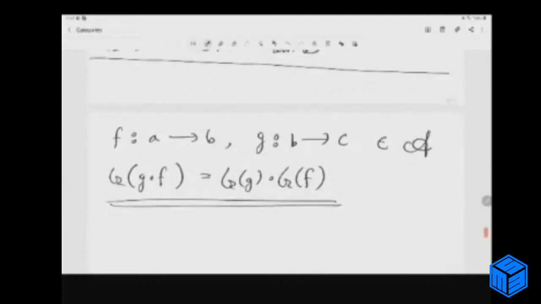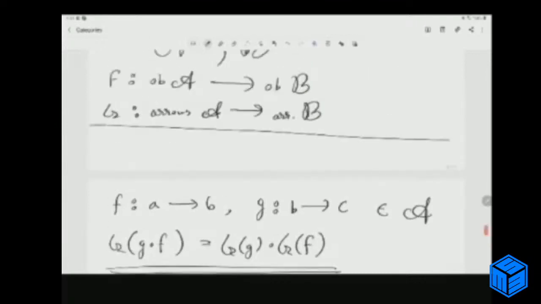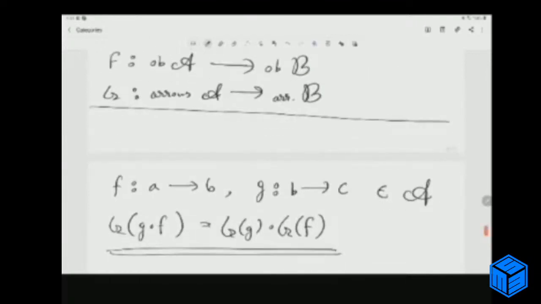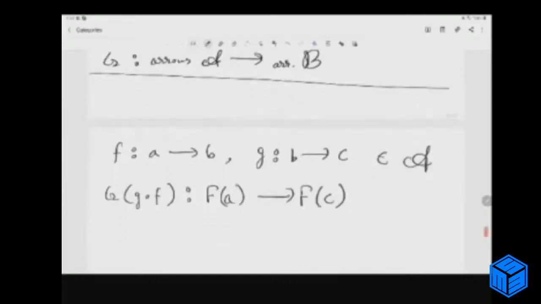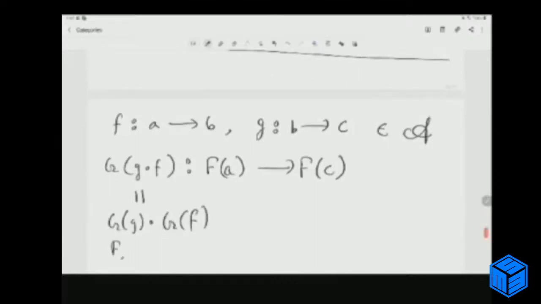Let's actually phrase this properly. So F applied to the arrow g composed with f is a function from F of a to F of c. And this is equal to F applied to g composed with F applied to f. And once you have this, you call the pair a functor. Okay.